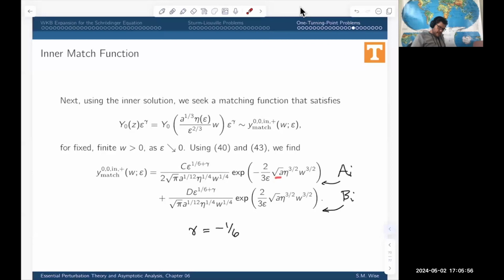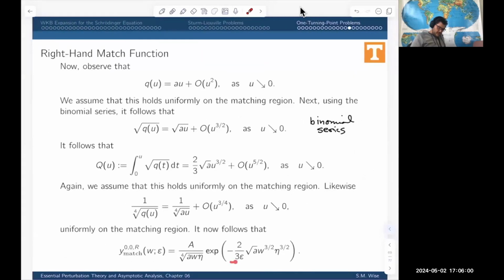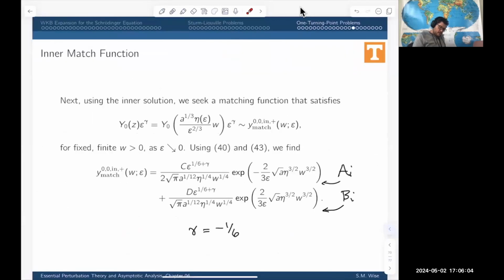Okay, square root of a. So all that stuff matches exactly from the beginning. No problem. Everything in the argument matches up. What about down here?